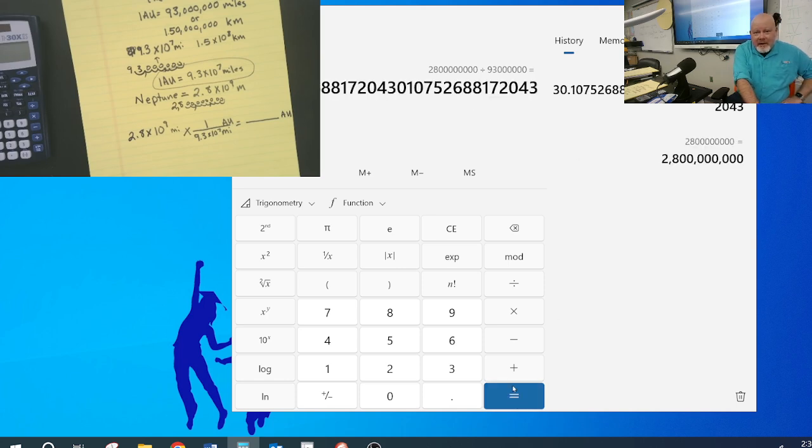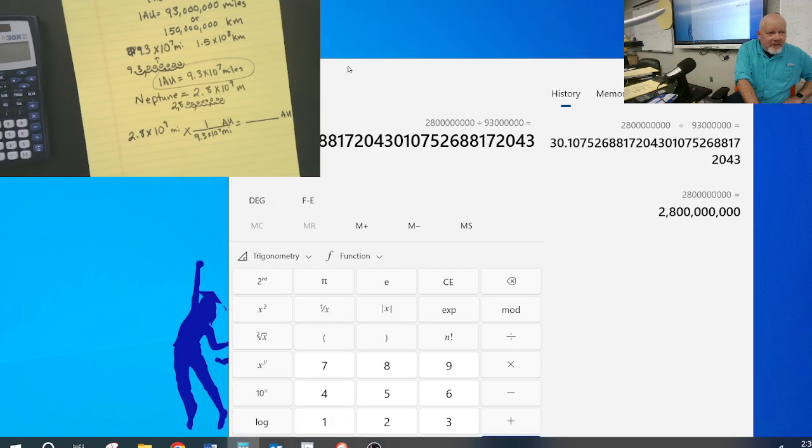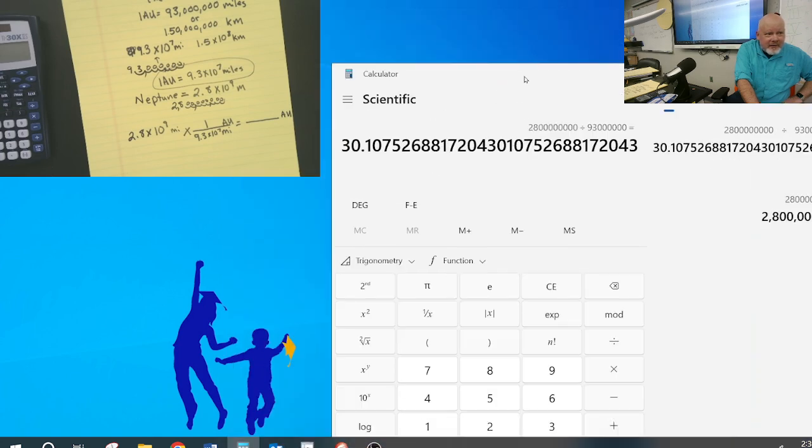All right, now I hit equal, and now I'm going to get this really big number. What's important to note with that really big number, unfortunately, is a little off the screen there. You can't quite see it. Right there, you see it's 30 point, and then a whole bunch of numbers that follow it. That's the 30. That's what we're looking for. That is your astronomical units.